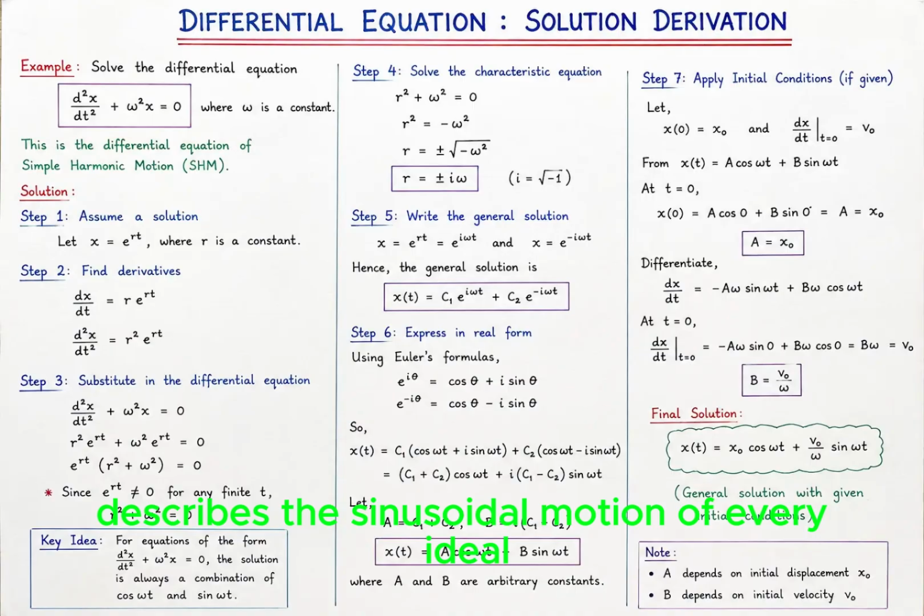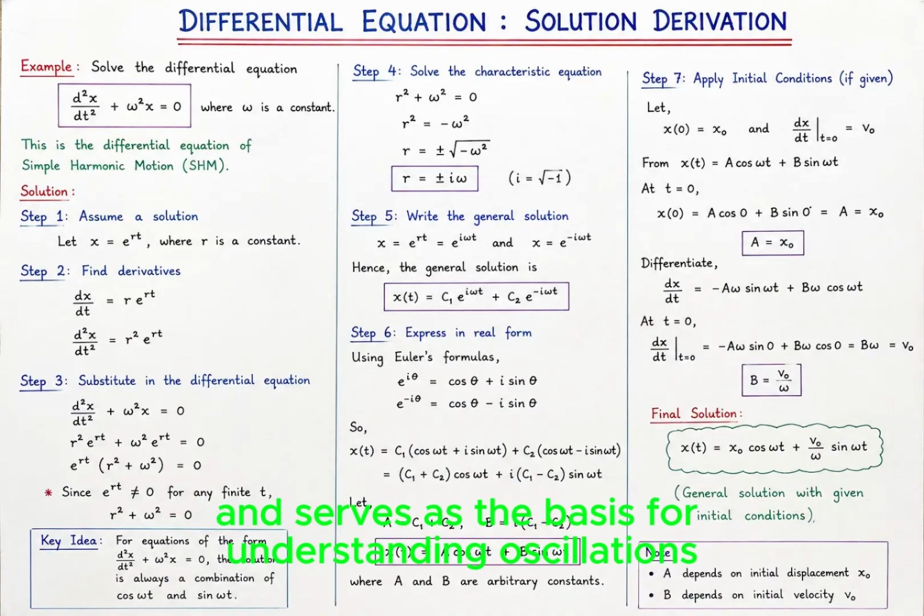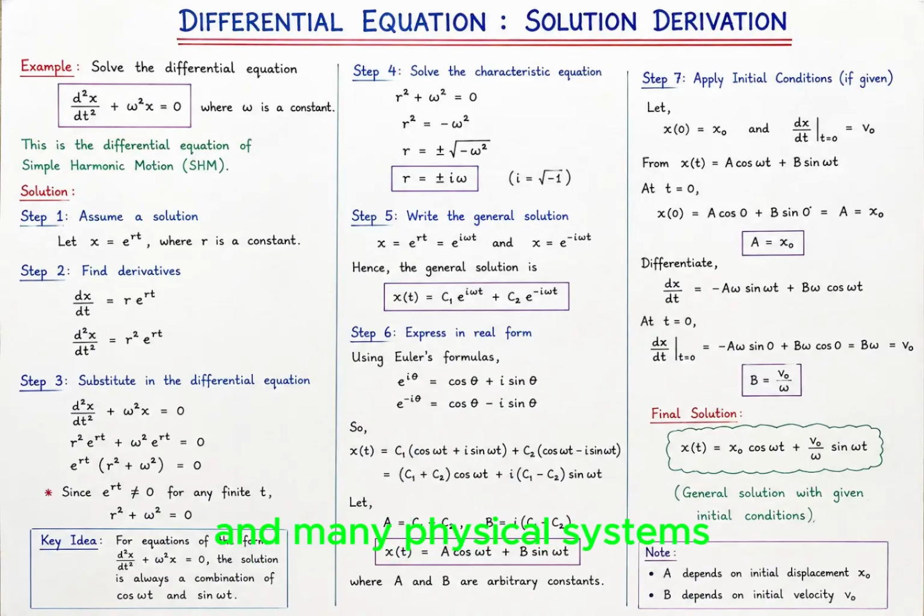This equation describes the sinusoidal motion of every ideal simple harmonic oscillator and serves as the basis for understanding oscillations in springs, pendulums, and many physical systems.